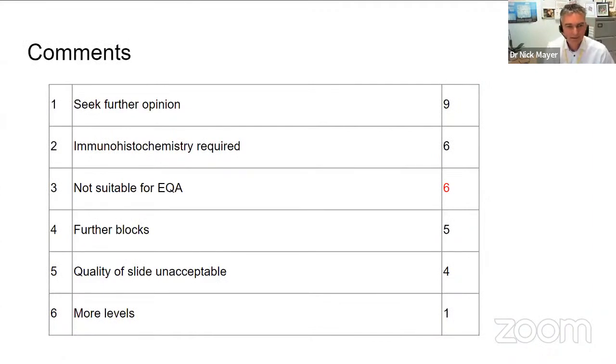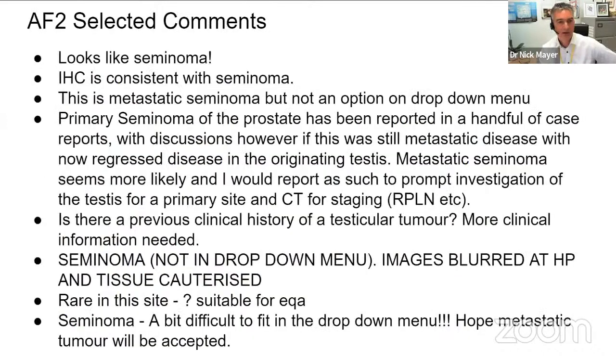So 6 people saying not suitable for EQA, but not that much in the way of moans or requests for additional tissue. In terms of the comments, lots of people saying looks like seminoma, immuno is consistent with seminoma, and then making the point that metastatic seminoma wasn't a specific option in the drop down. That was on purpose, as we'll come on to in a sec.